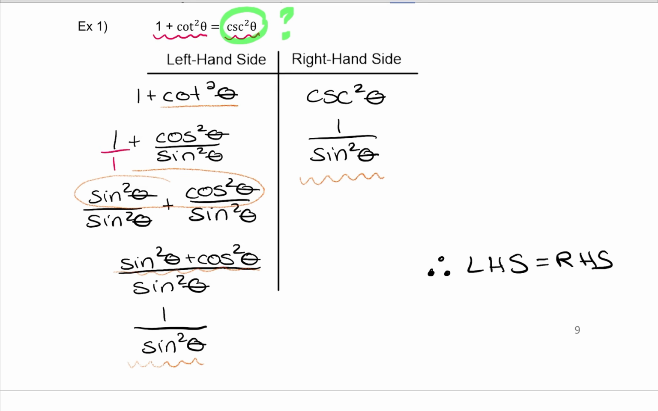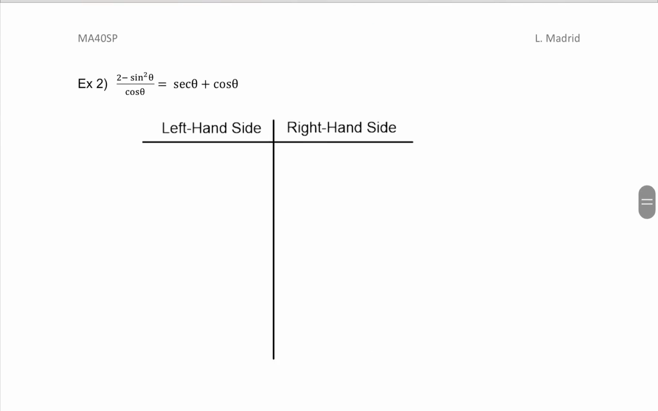Again, there are multiple ways to do it. Make sure that if a question is asking you to prove an identity, that it can be proven. Don't write that it's not true, it can't be proven. If you're being asked to prove it and you're being told that it's a true statement, it is in fact a true statement. Okay? All right, let's try another one.